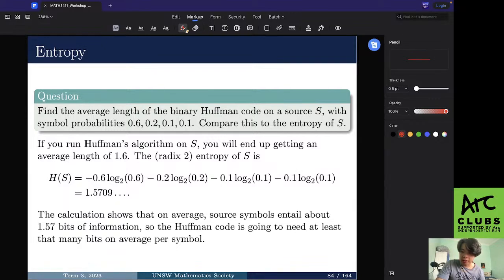And this is the way you could interpret entropy. You can think of it as the number of bits of information that are needed to be able to represent this specific source symbol on average. So it says on average, we need about 1.57 bits of information to represent each source symbol. So that's why the average length is 1.6, because 1.6 is greater than 1.57, so Huffman code has at least 1.57 bits on average to be able to represent each symbol.